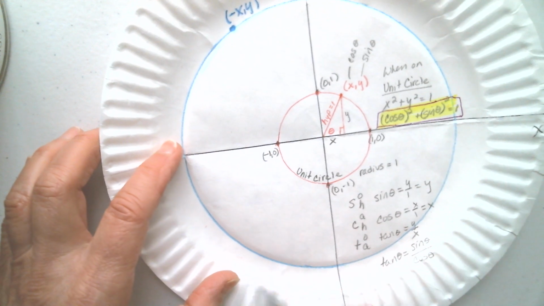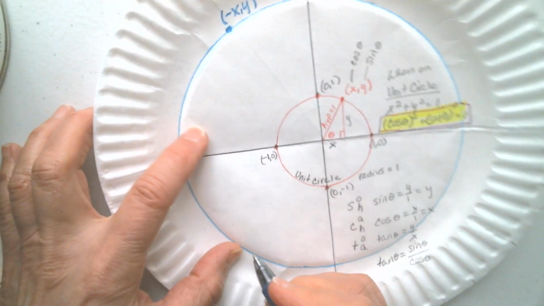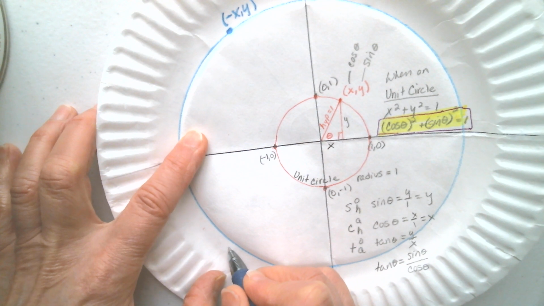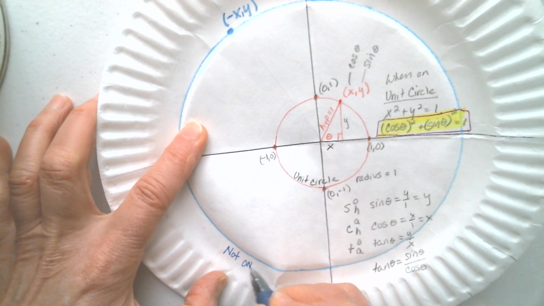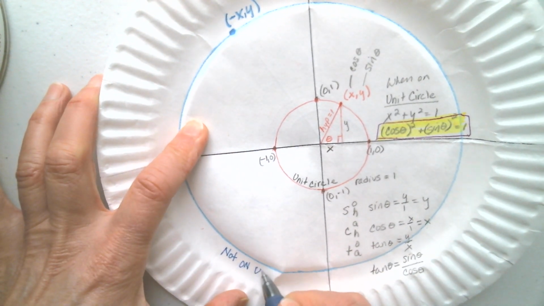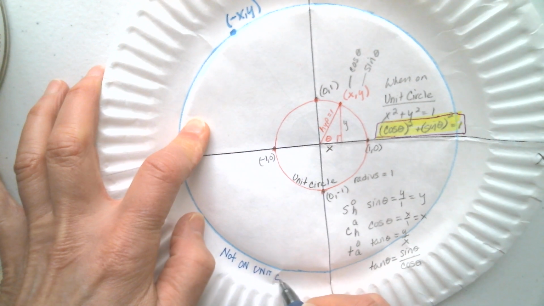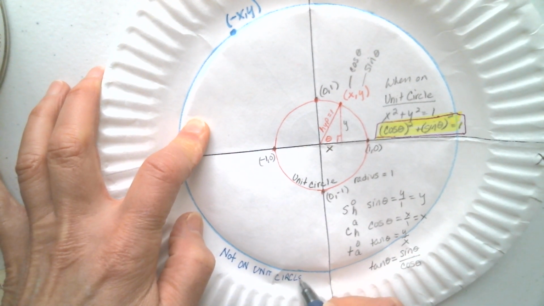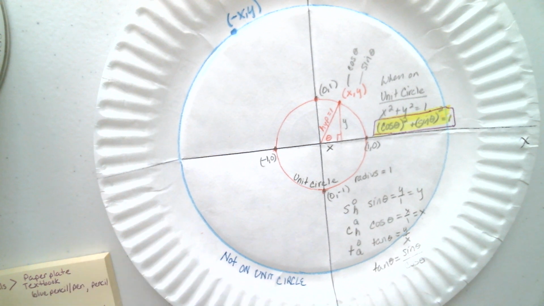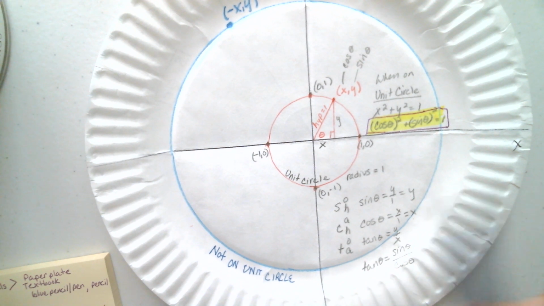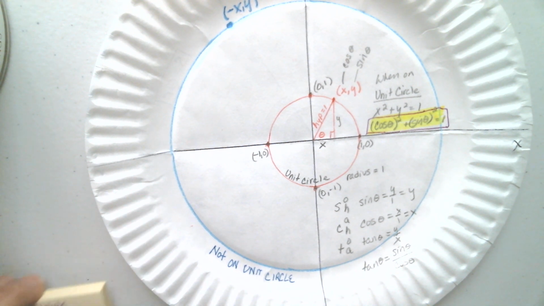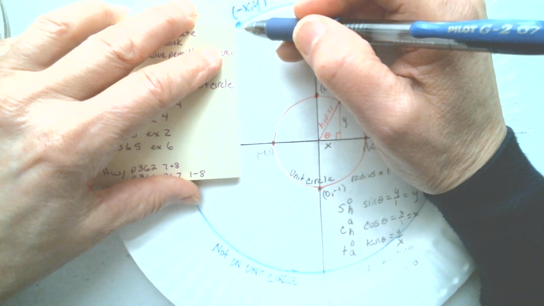And again, this is not on the unit circle. So let me write down here: not on unit circle. Right, only our red was our unit circle on this paper plate diagram. And like we did with our red triangle, right triangle for the unit circle, we're going to do the same with this point. Right? We're going to drop a perpendicular down to the x-axis.